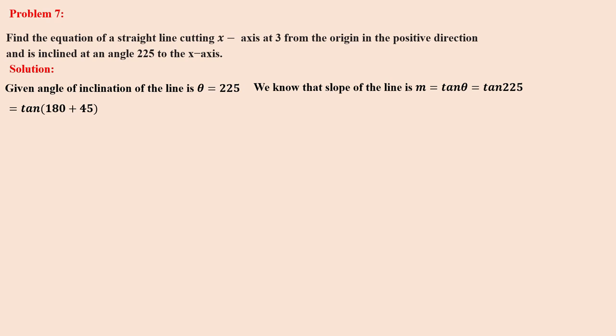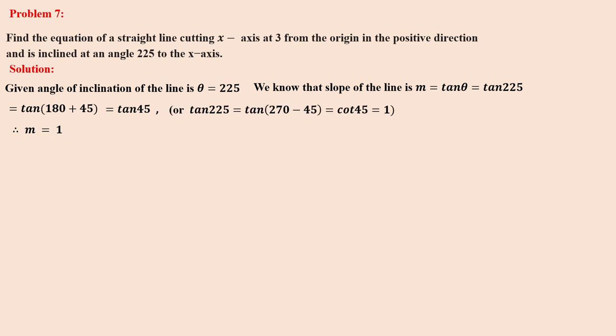For 180, you get the same ratio, tan. 180 plus 45 means it will be in the third quadrant. In the third quadrant tan is positive, so plus tan 45. The value of tan 45 is 1, therefore m = 1, the slope.